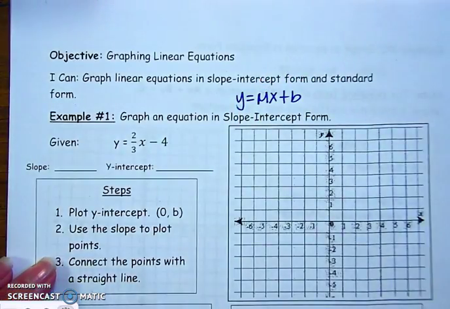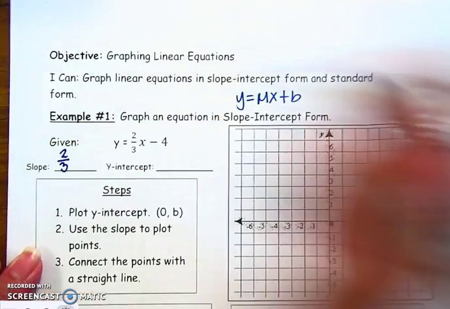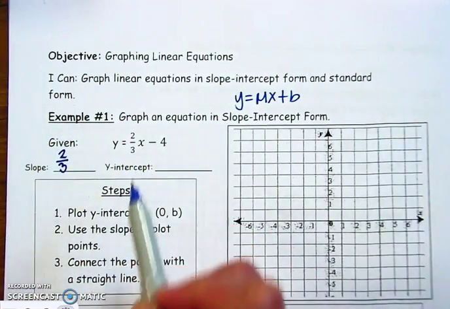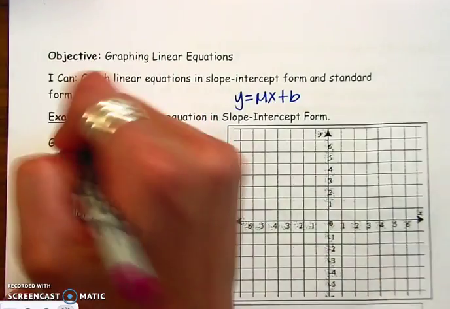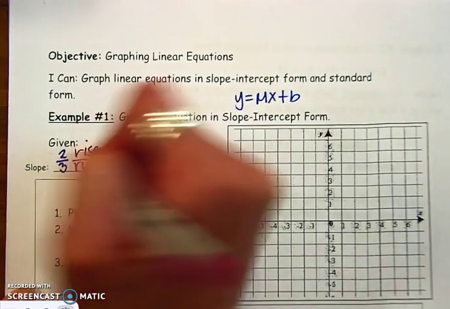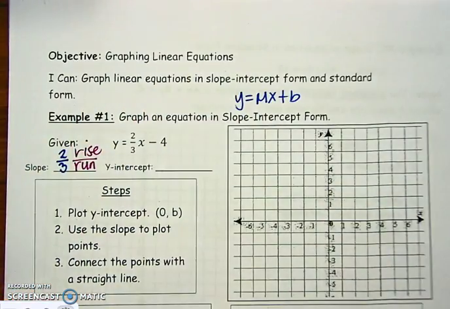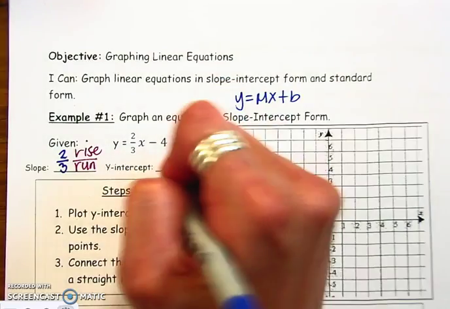The first thing you want to do is identify your slope. We know that our slope is 2/3 because it's the coefficient of x. So the slope is 2/3. We know that this is our rise over our run. From here we identify our y-intercept. And our y-intercept, if we look at our equation, is -4.